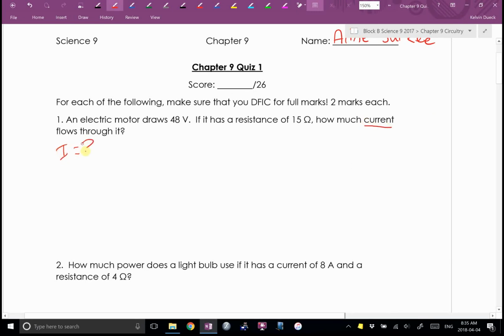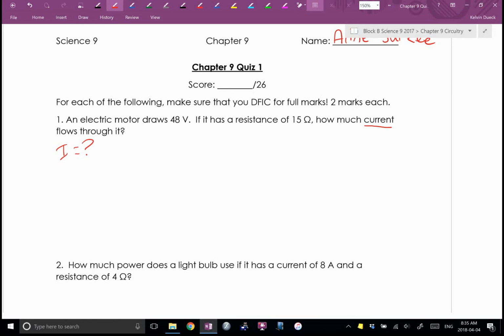So I'm going to write down I equals question mark. Have I written something down? Say yes. Do I feel better? Am I more relaxed even though this is a quiz? I am. I've just learned over the years, if I write something down, my probability of getting this goes way up. Now I'm looking for numbers and units.